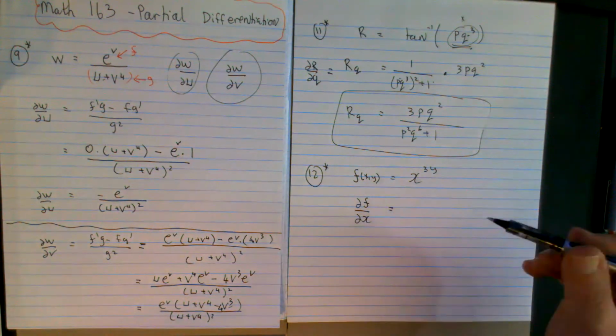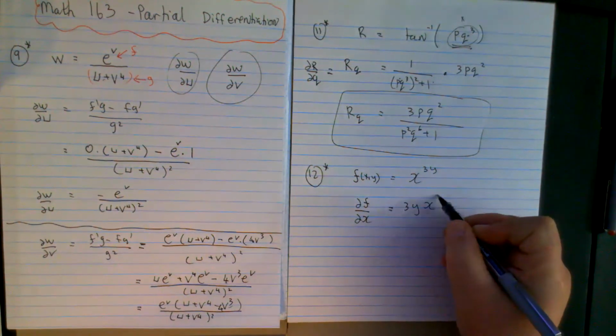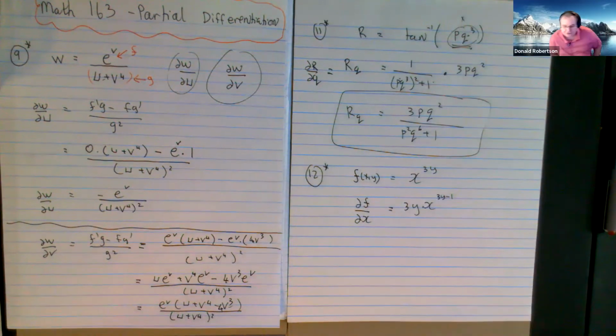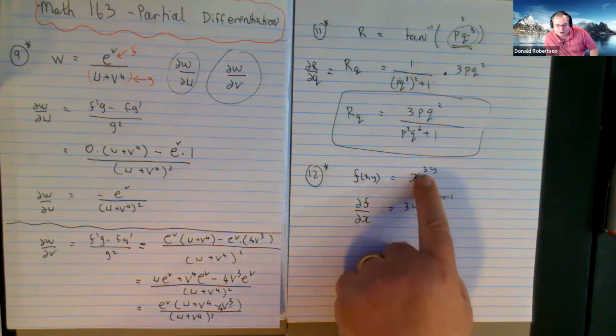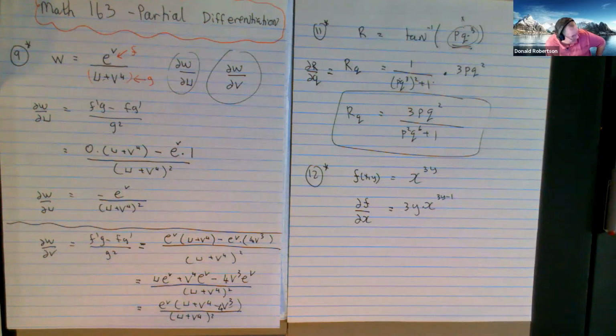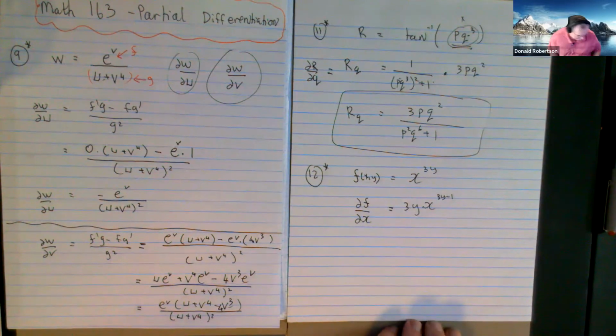x to the 3y minus 1. Put a little multiplication symbol in there. Don't you multiply by the power and then reduce it by 1? Would you agree that's kind of weird looking, but isn't that what you do? Multiply by the power and then reduce the power by 1. How do you reduce it by 1? Write down 3y, take away 1, right? That's how you reduce it by 1.